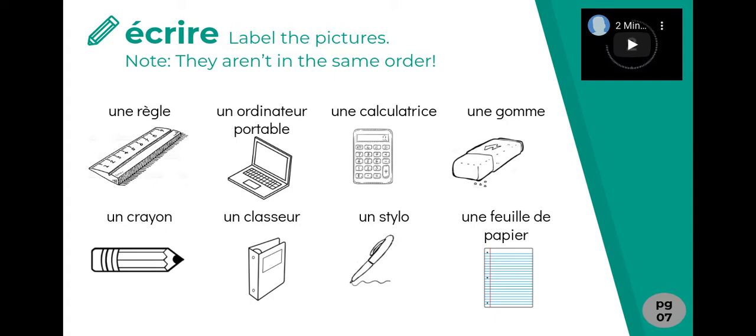Okay. So label the pictures and note they are not in the same order. I wanted you to use your brains a little bit, so you have to look. You just can't copy the words in order. You need to look and find the right item. Like, for example, une règle is the top left on the screen, but in your packet, it's on the bottom right. So make sure you are paying attention.